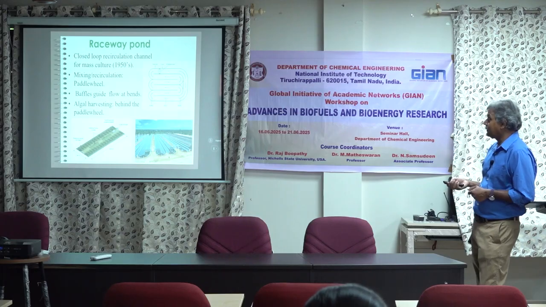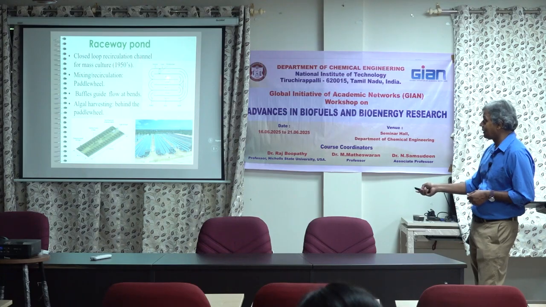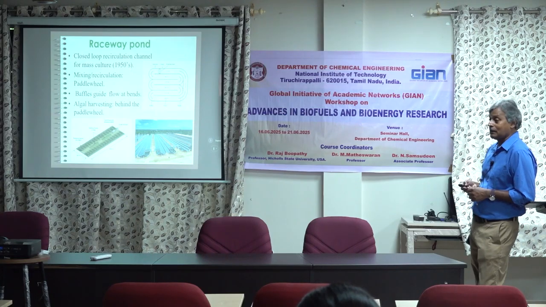So I'll show you some pictures of how the raceway system looks. You grow algae in this raceway pond. The water moves in different directions, and it looks like a raceway. It's a closed loop recirculation channel for mass culture. The mixing and recirculation happens, and you can use a paddle wheel to do that. So you can see an example of the raceway in a large system, and for algal harvesting you can use it behind the paddle wheel too. So here's another system.